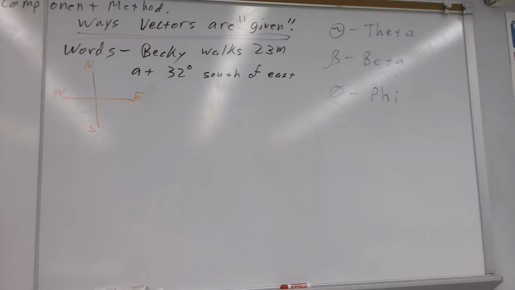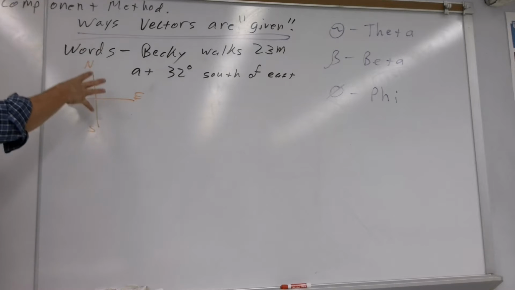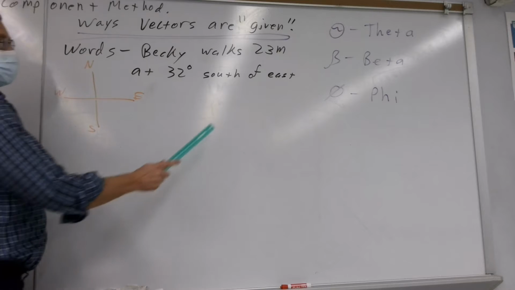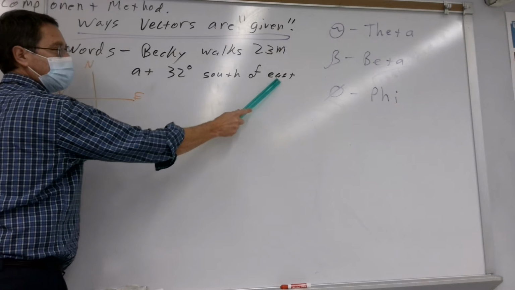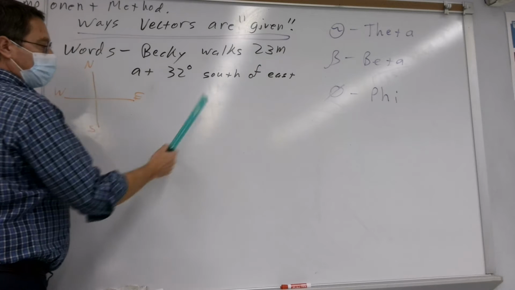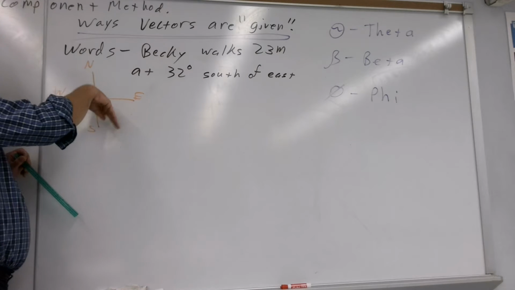There's another direction system called the bearing, where they use 0 to 360 degrees like on a compass, and that is used for navigation, such as airplanes and ships, primarily. So this is a top-down view. Now we want to place a vector in the proper location for which way she walks. So let's talk about this south of east. The length of the vector is going to be 23 meters, and it's going to be in this general vicinity.